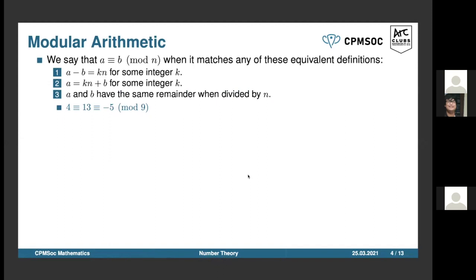So an example would be 4 is equivalent to 13 and equivalent to 5 mod 9. So what that means is they differ by a multiple of 9, all three of those. And you can write each one as a multiple of 9 plus one of the others. And if you divide them by 9, they all have the same remainder.